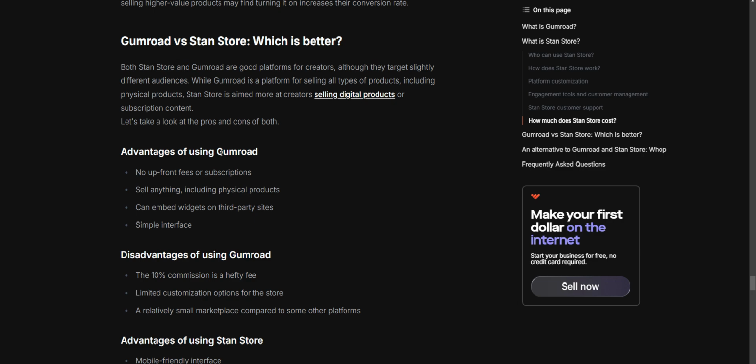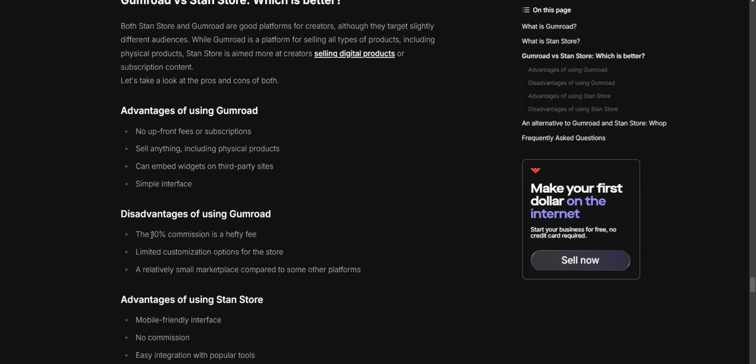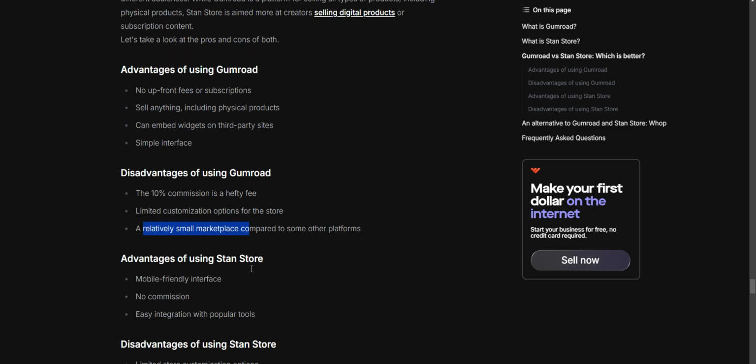The advantages for Gumroad would be there are no upfront fees or subscriptions. You can sell anything. You can embed widgets on third-party sites, and you can also have a simple interface. Now, the disadvantages of using Gumroad is that there's a 10% commission. That's a hefty fee. Like 10% commission is a huge thing. There's limited customization options, and it is a relatively small marketplace.